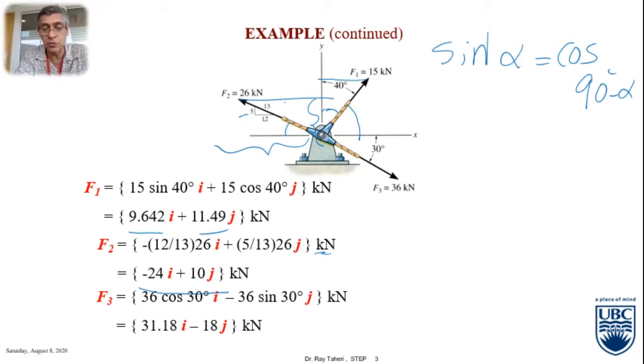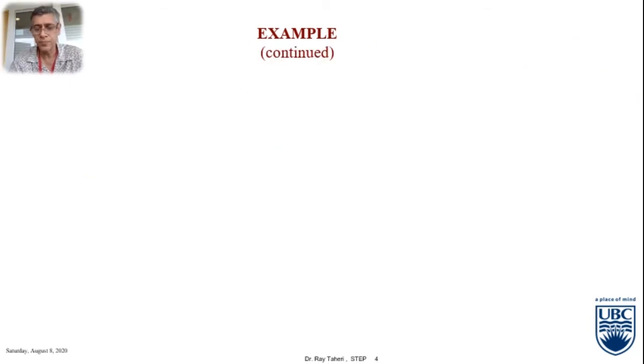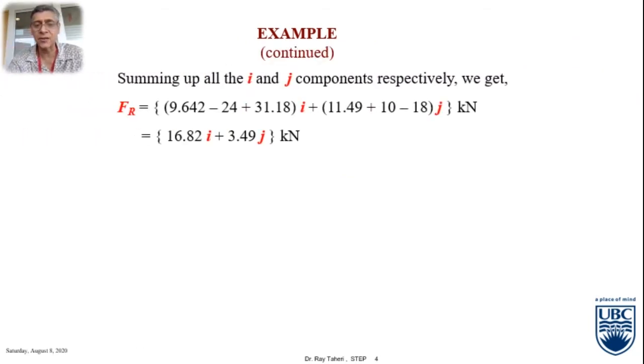So you do the same thing too, 36 kilonewton cosine of 30 degree i minus 36 kilonewton sine of 30 degree. And this negative is because the y component here is negative. So now we broke down these three vectors, each of them to two components, x and y, which are perpendicular, and the rest is very easy. What do we do? We add all the x's, we add all the y's, and here is the final resultant.